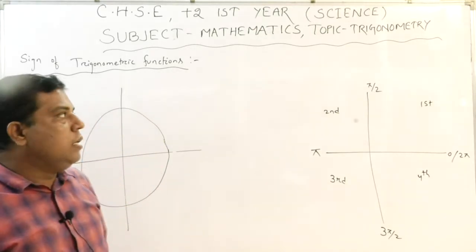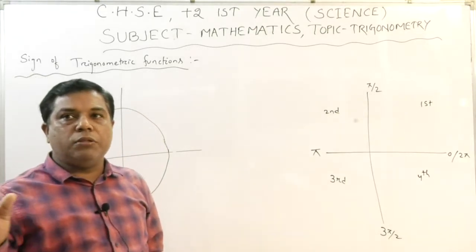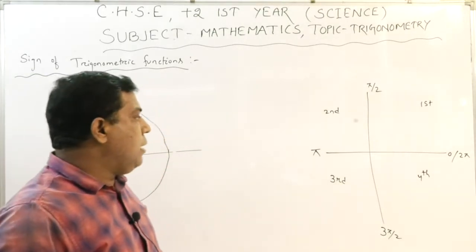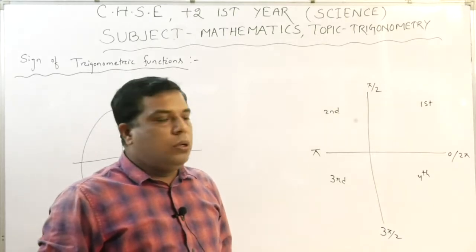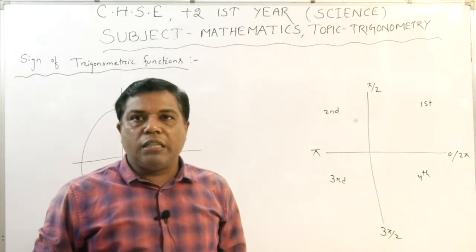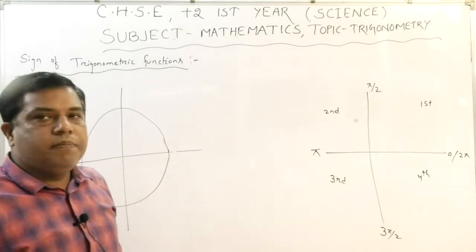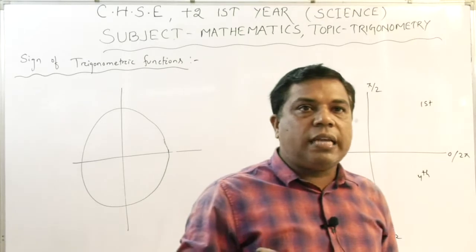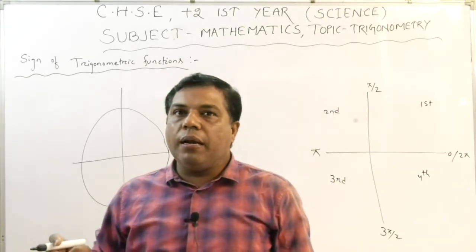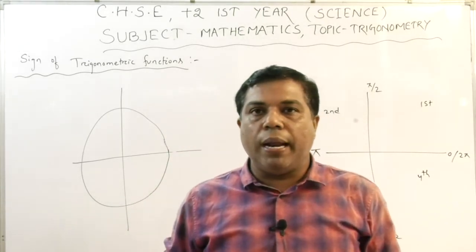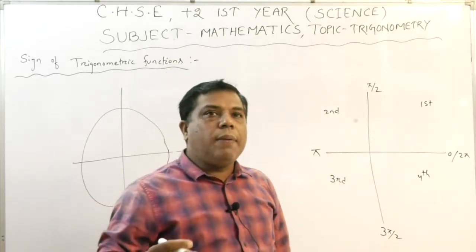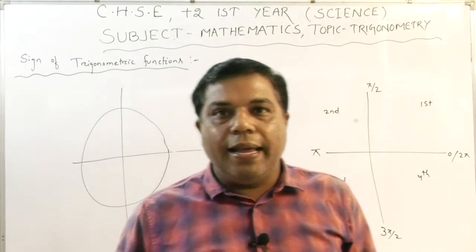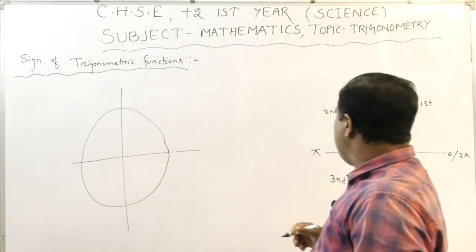Dear students, so the first quadrant is from 0 to pi by 2, the second quadrant is from pi by 2 to pi, the third quadrant is pi to 3 pi by 2, and the fourth quadrant is 3 pi by 2 to 2 pi. Now we are going to discuss the sign: whatever angle a trigonometric function is applied on, what type of value it takes, that is, whether it takes a positive value or a negative value. That is going to be discussed here.